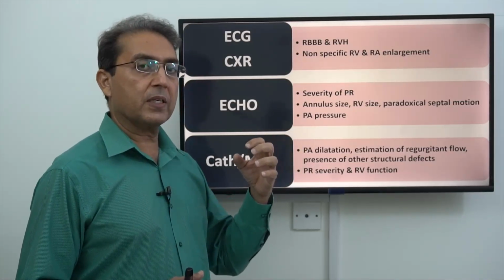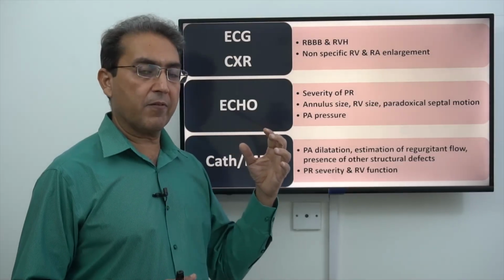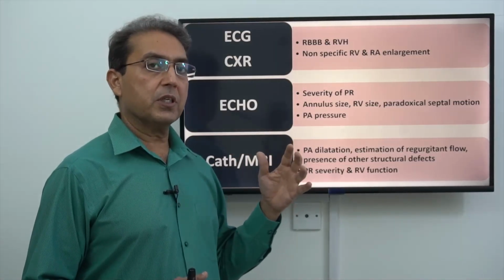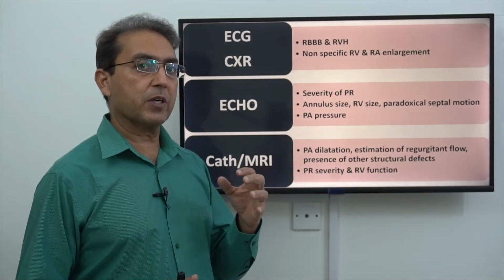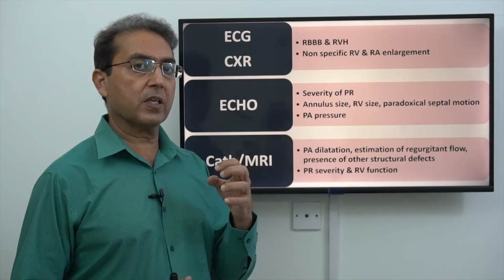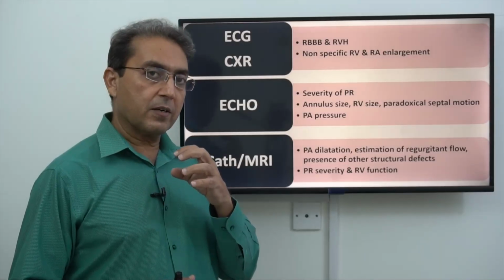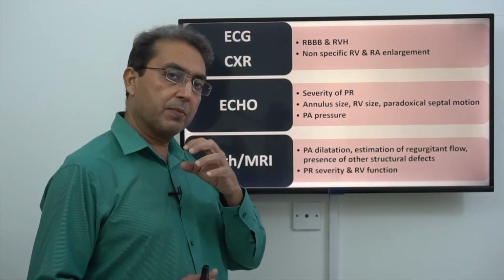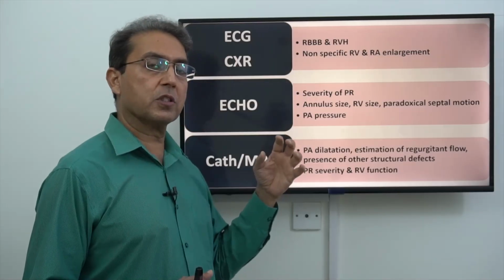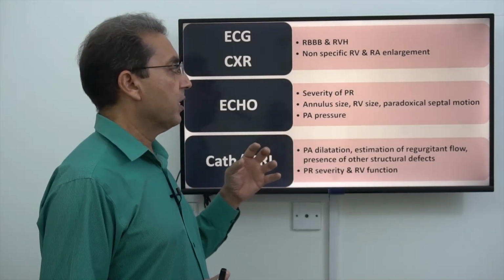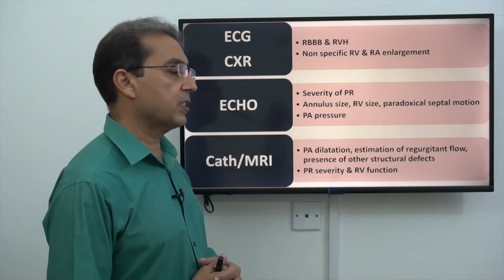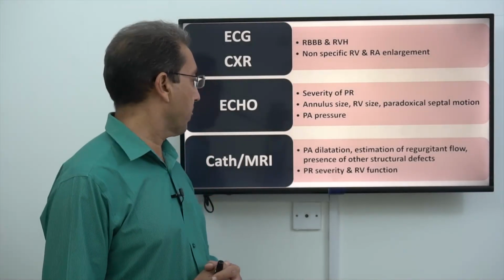Paradoxical septal motion means that during systole, the high left ventricular pressure normally pushes the interventricular septum to the right side, but when there is a high pressure in the right ventricle, this pushes the septum into the left ventricle. So this is paradoxical septal motion. Then we can assess the pulmonary artery pressure using echo.